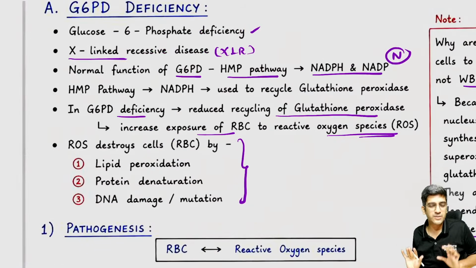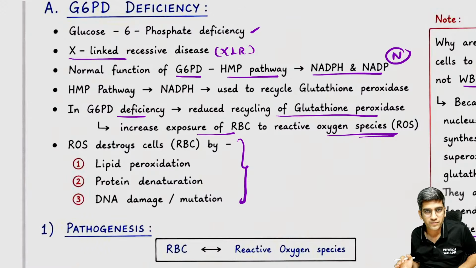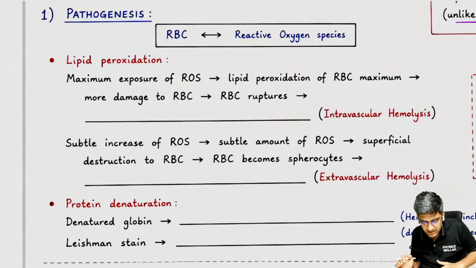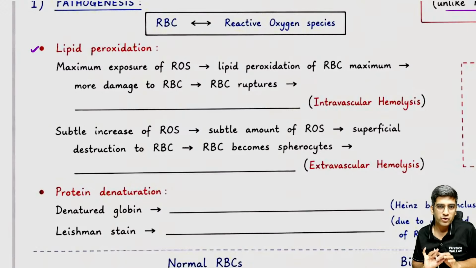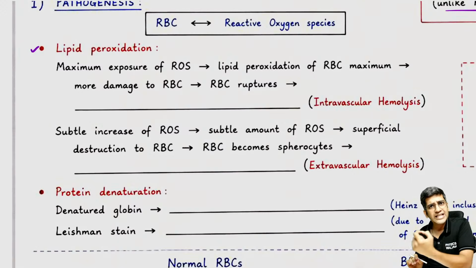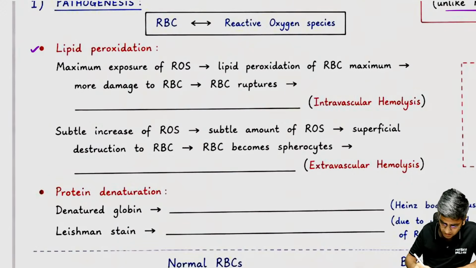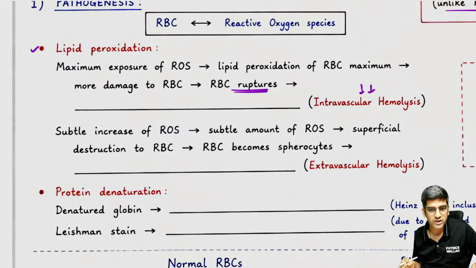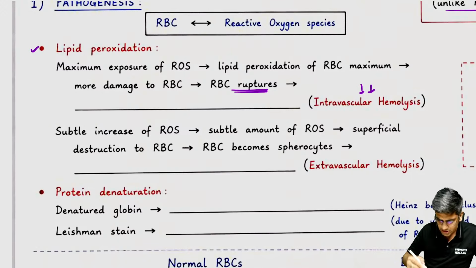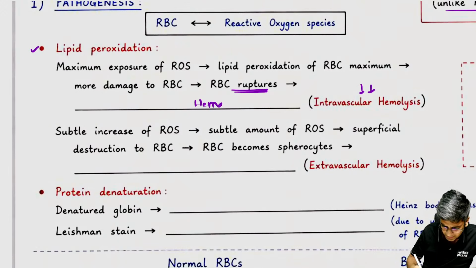Perfect. So now we know what is the problem. Now let's expand the pathogenesis, right? Here reactive oxygen species destroy the RBC's membrane by lipid peroxidation. If you have the maximum amount of reactive oxygen species, there is maximum destruction to the membrane, which will result in rupture. Once the RBC is ruptured, I'll have intravascular hemolysis. Will this cause hematuria? Yes or no? Everyone, answer yes, no. Just yes or no. That's more than enough. Intravascular hemolysis will definitely result in hematuria.